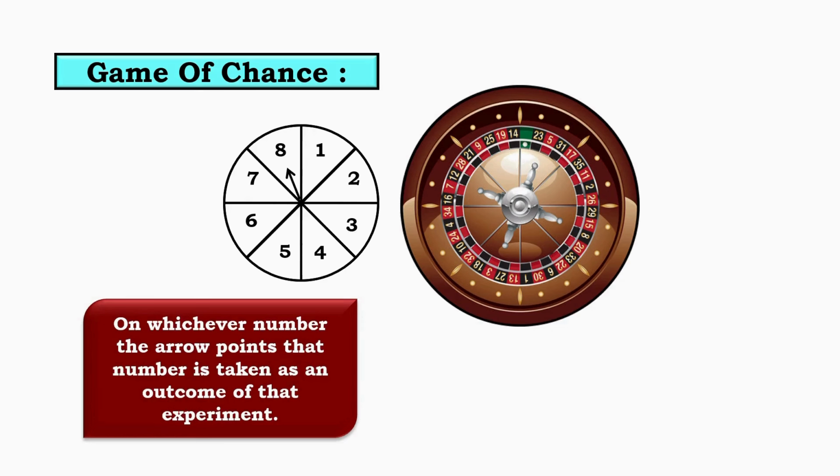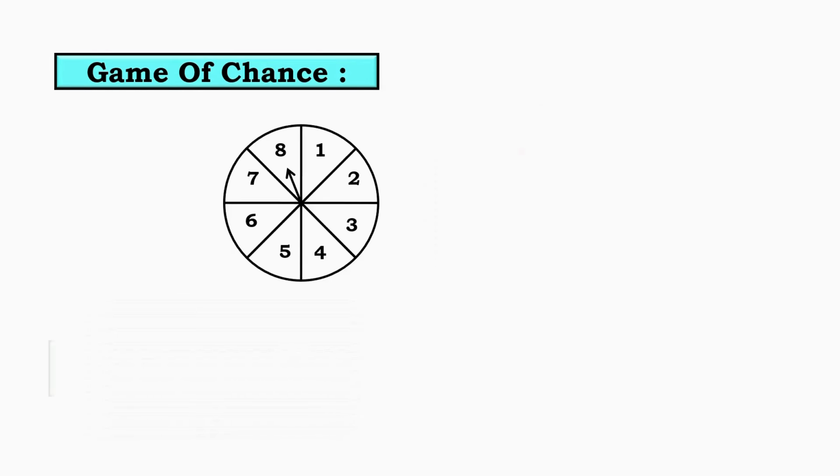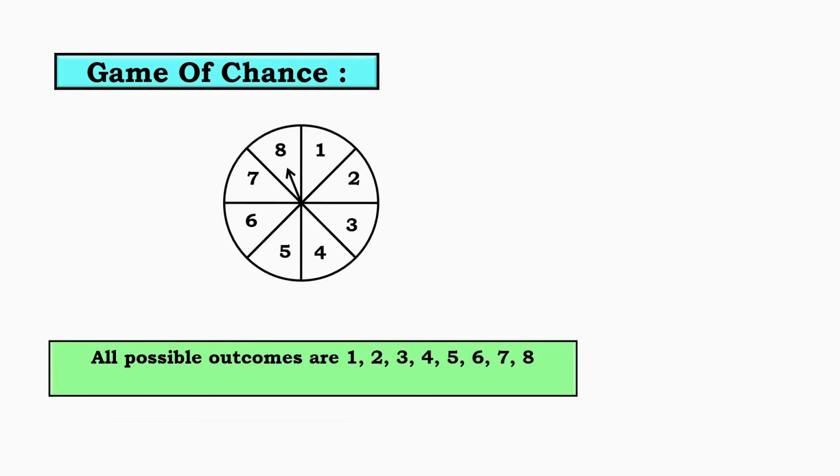On whichever number the arrow points, that number is taken as the outcome of that experiment. So all possible outcomes here are 1, 2, 3, 4, 5, 6, 7 and 8. So the number of all possible outcomes is equal to 8, a total of 8 numbers.